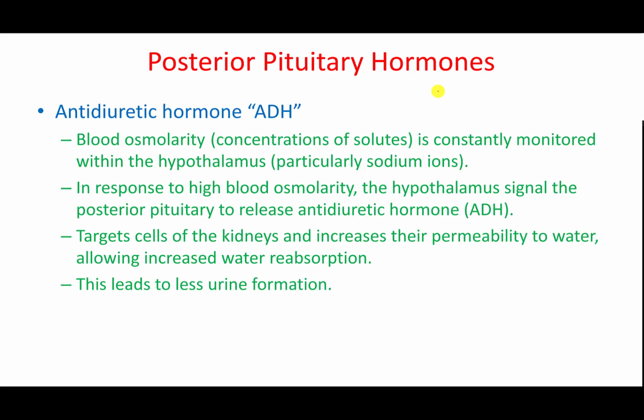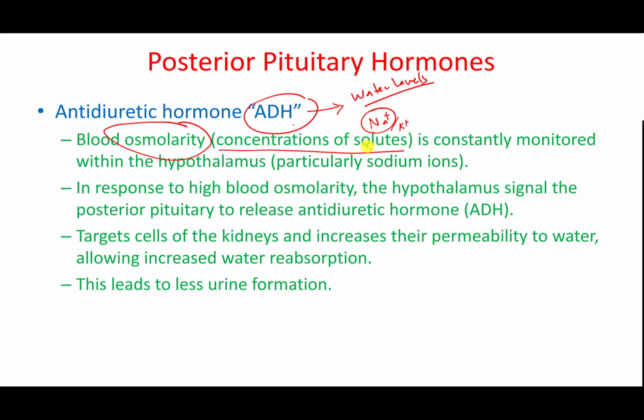The other hormone from the posterior pituitary is ADH. ADH is one of the most important hormones in our body because it determines the water levels in our body. How? By measuring the blood osmolarity. As you know, blood osmolarity is the concentration of solutes. The most important solute in the blood is sodium, and to a certain degree there is potassium, but the main one is sodium. So ADH is looking at the concentration of sodium in the blood.